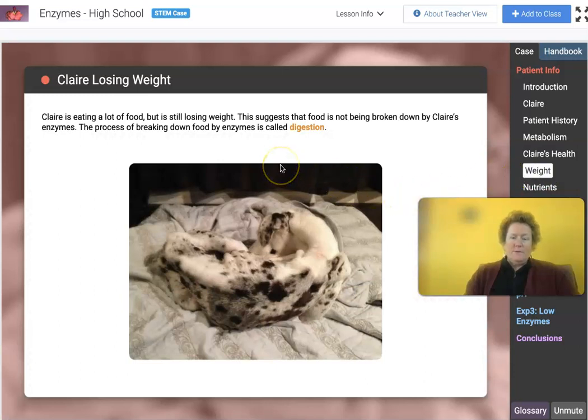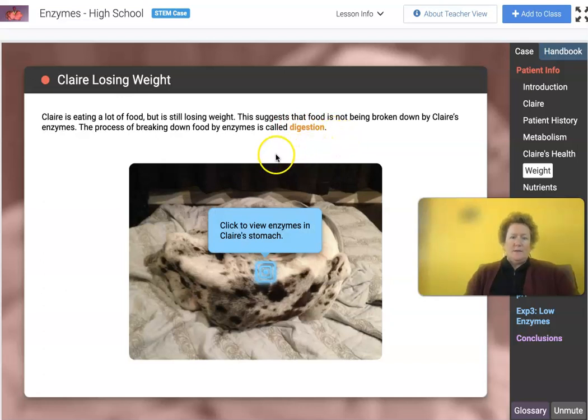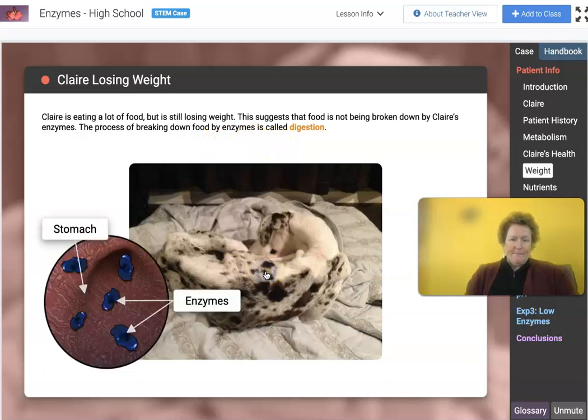Claire's eating a lot of food, but she's losing weight. This suggests that food is not being broken down by Claire's enzymes. The process of breaking down food by enzymes is called digestion. There's Claire's stomach. There are some enzymes.